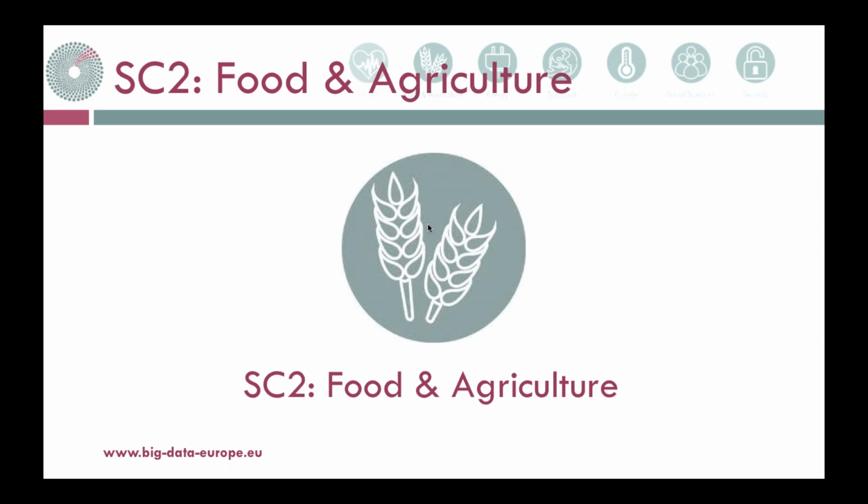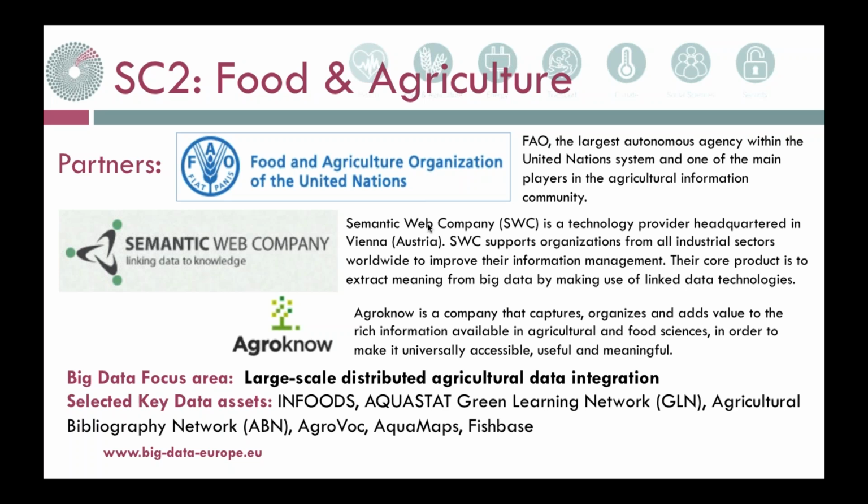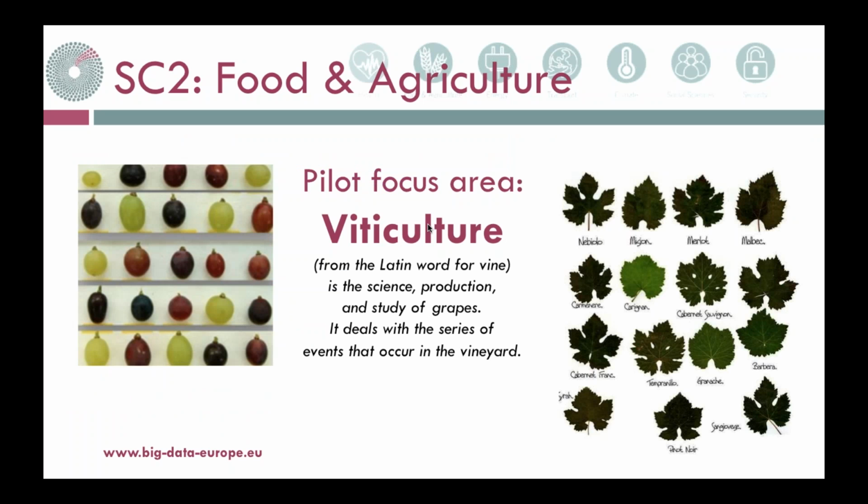So now we'll go over the other 6, but I will take less time for those. Societal challenge 2 is food and agriculture, which in our case looks very similar to the first societal challenge. So we are working together with the Food and Agriculture Organization of the United Nations. They are part of the project, together with Semantic Web Company and Agro. And this project, the pilot that we are developing, is focused on viticulture. It's the science of wine and grapes.